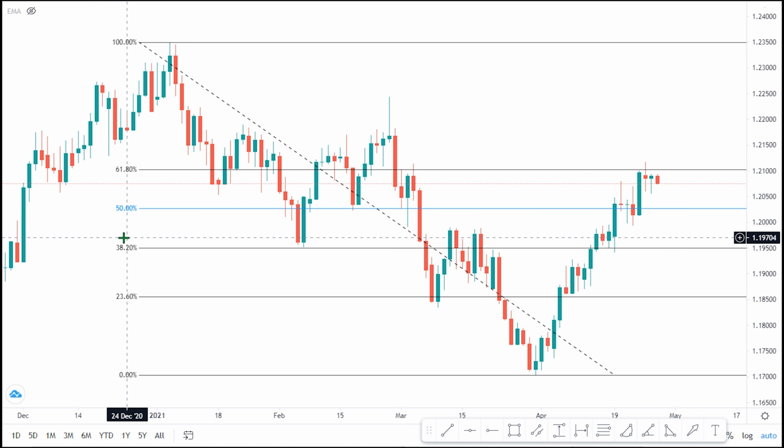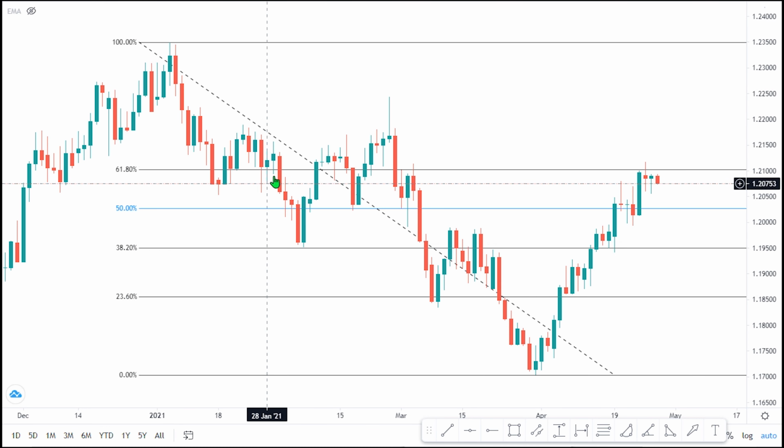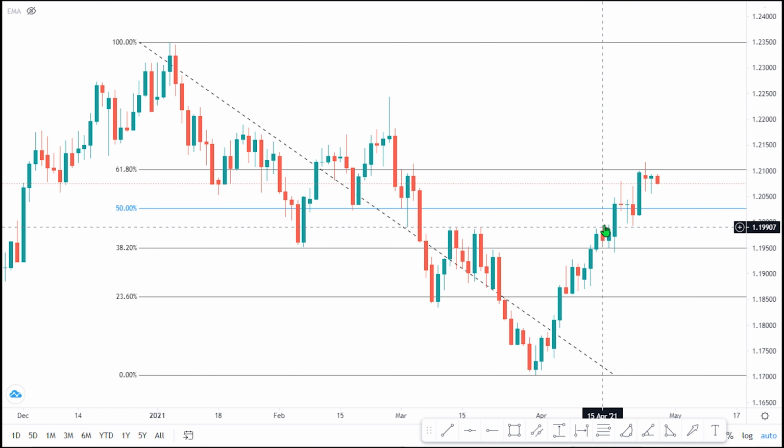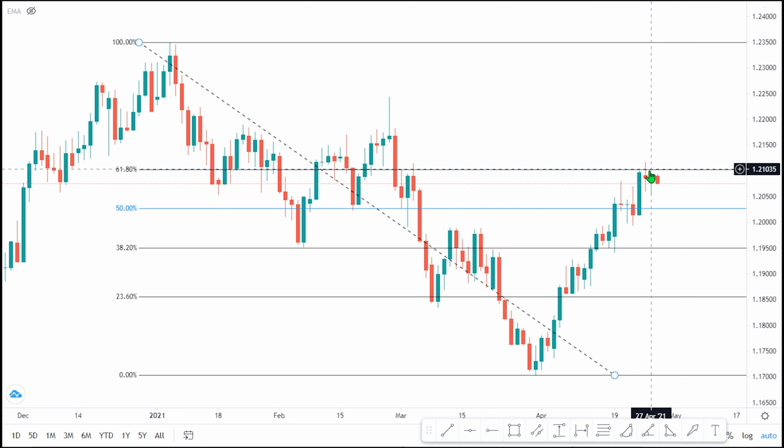Also, the 38.2% Fibonacci retracement level. As we can see on this chart, the 38.2% Fibonacci retracement level acted as a support for price in this bullish rally. We can as well see how the 50% Fibonacci retracement level held price upward. Also, we can see how price respected the 61.8% Fibonacci retracement level.